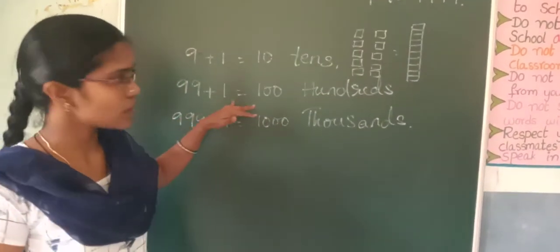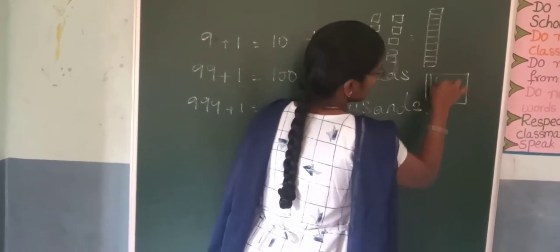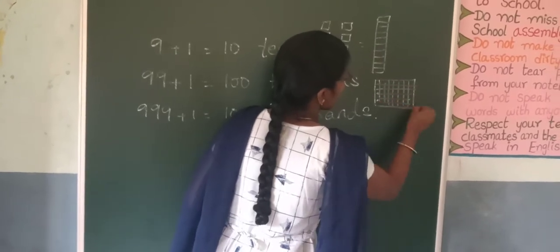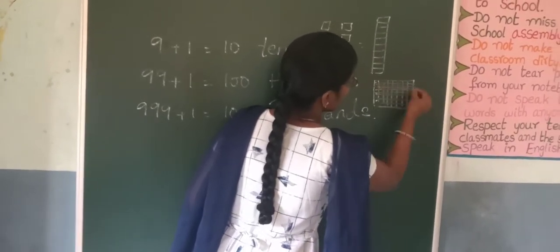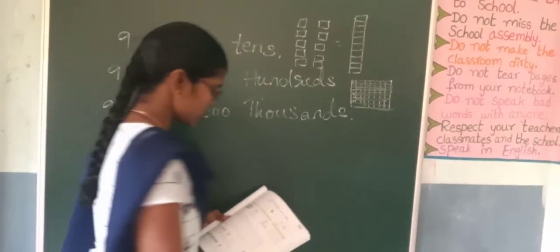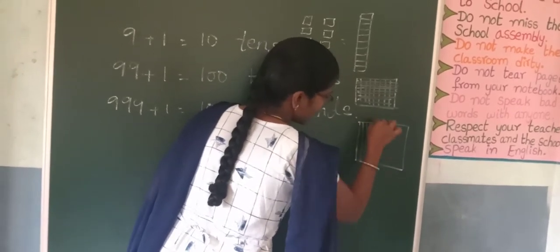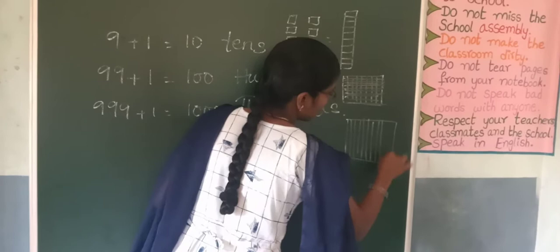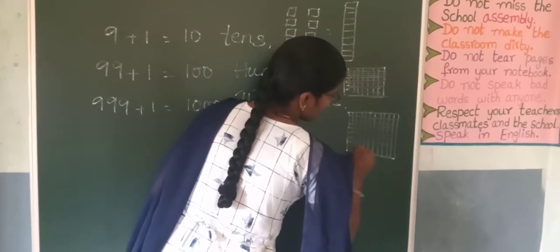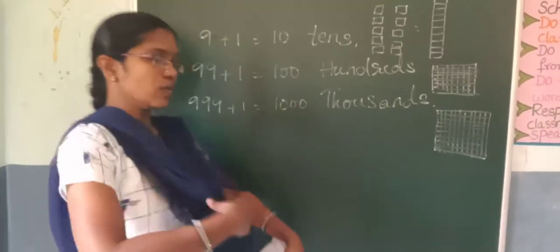Now see, according to the hundreds, when you are making the hundreds box, it will be drawn like this. It will be known as the hundreds box. Now see the thousands. When you are adding the thousands, you have to draw the lines. One box will be known as the thousands. Okay. 10 tens are 100. 10 hundreds are 1000.